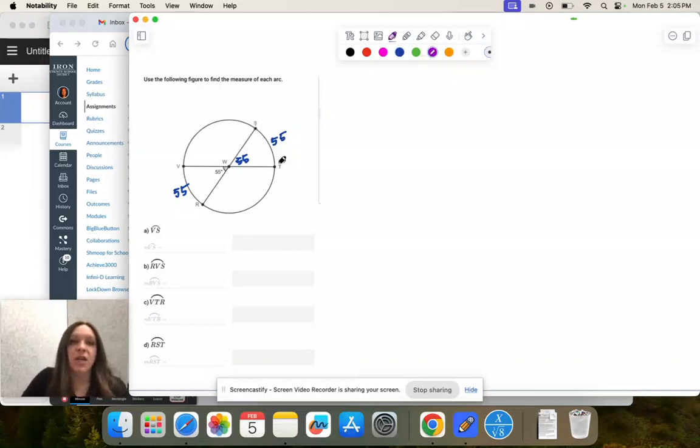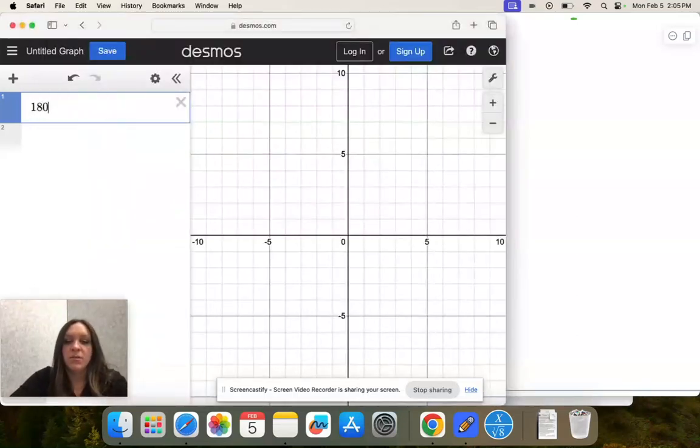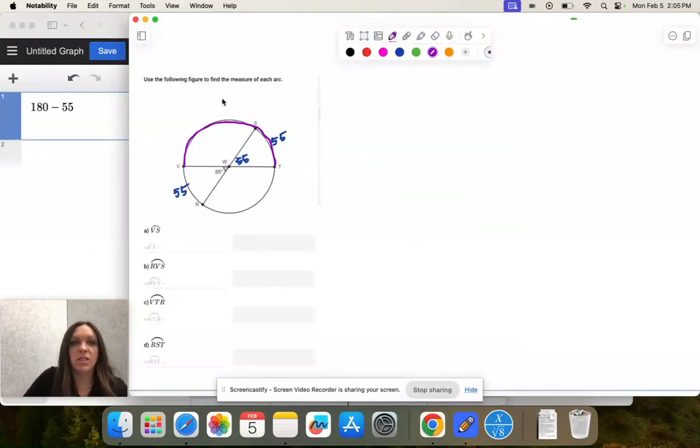So if we have half of a circle here, that's 180, right? So 180 minus 55. This one is 125. And that means this is 125.